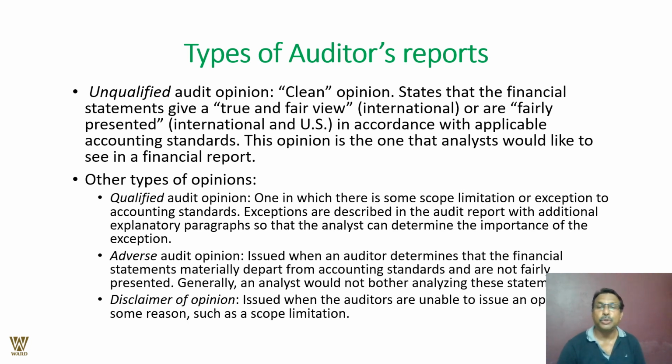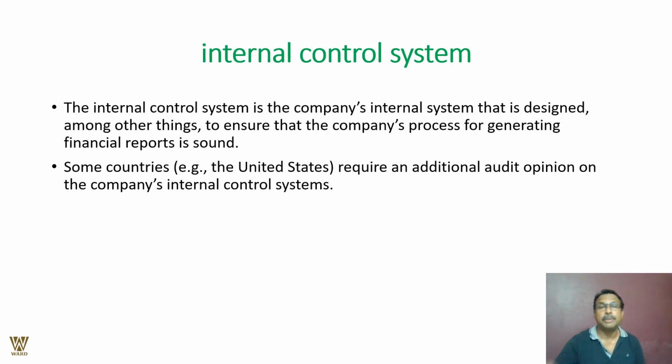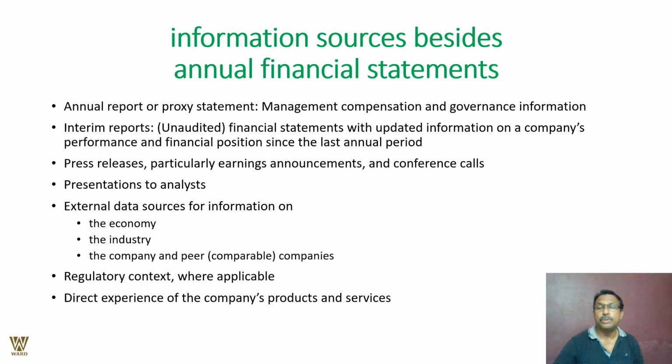A disclaimer of opinion is issued when the auditors are unable to issue an opinion for some reason, such as a scope limitation. The ICS, the internal control system, is the company's internal system designed, among other things, to ensure that the company's process for generating financial reports is on a solid footing. Some countries, for example the US, require an additional audit opinion on the company's internal control system.